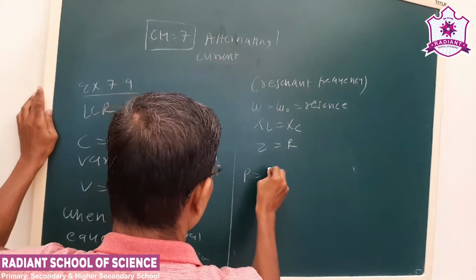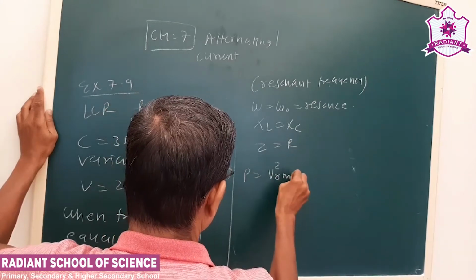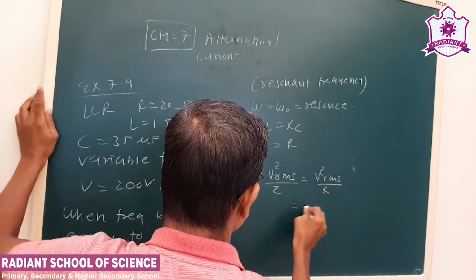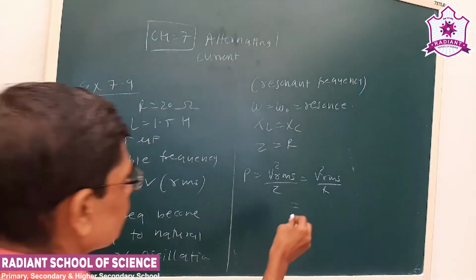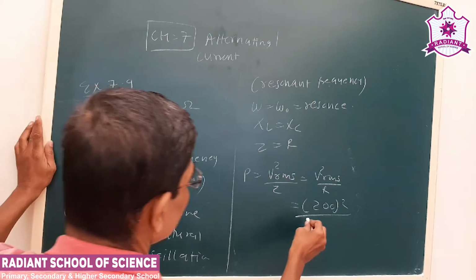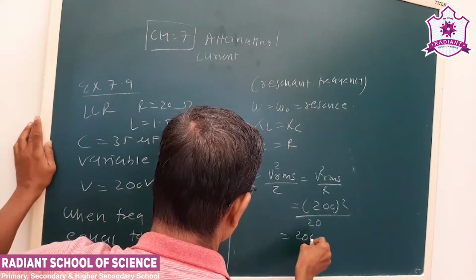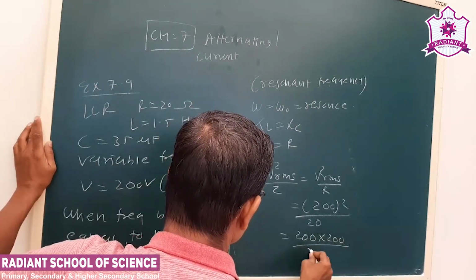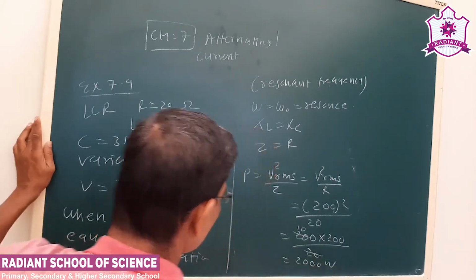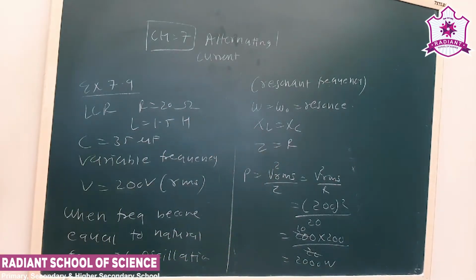So power is V square RMS upon Z. Now, what is the R value? So in the case of resonance, the power will be 2000 watt. This is how we can solve.